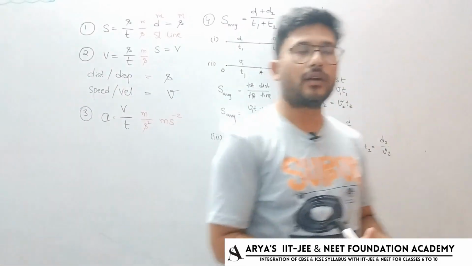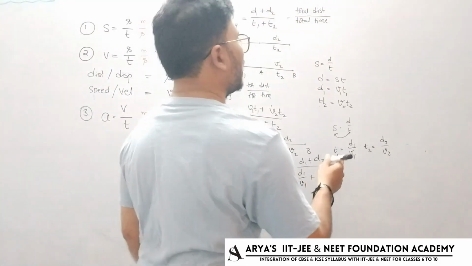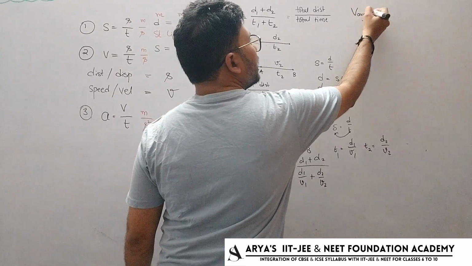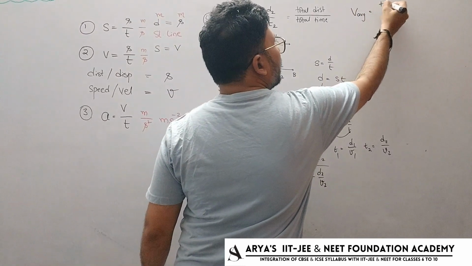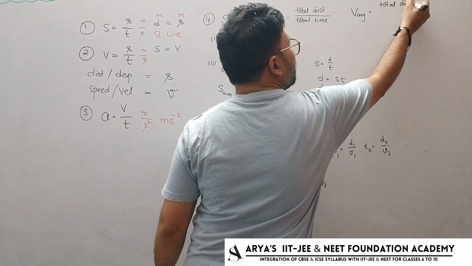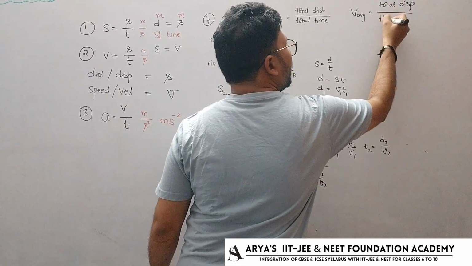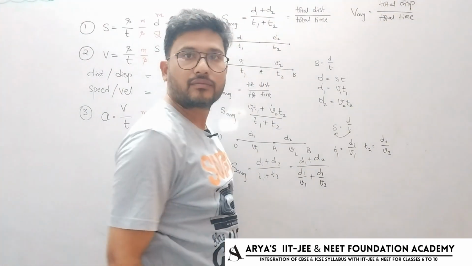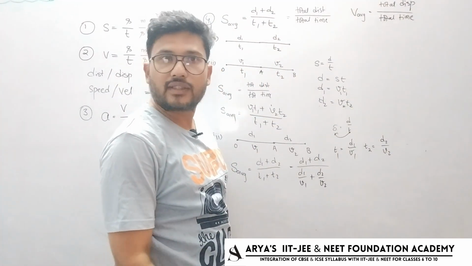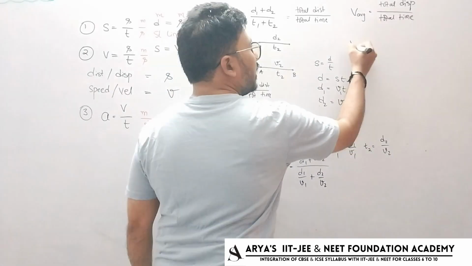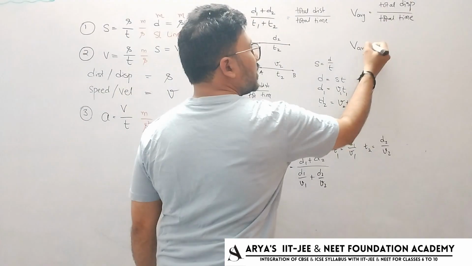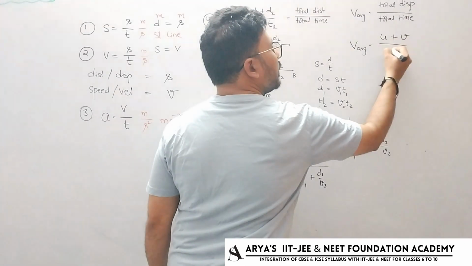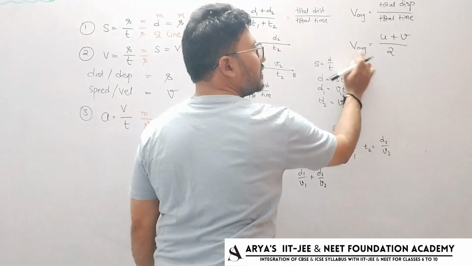Okay, next we have the average velocity formula. VAVG is equal to total displacement by total time taken. This is also correct. We have another formula. VAVG is equal to initial velocity plus final velocity by 2. Why are we taking this?